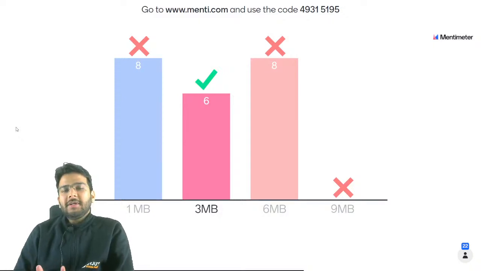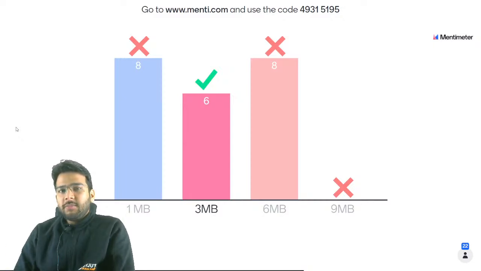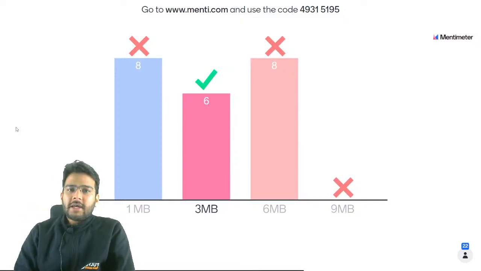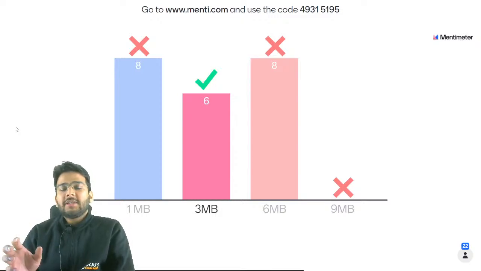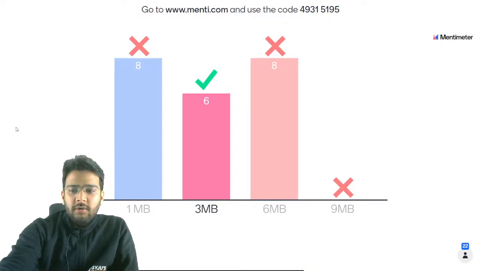Size of the page table is the number of entries in the page table multiplied by the page table entry size, right? The number of entries will be equal to the number of pages in the process or logical address space. So logical address space divided by the page size, and page table entry size will be the frame number bits plus the extra 4 bits that is given in the question.